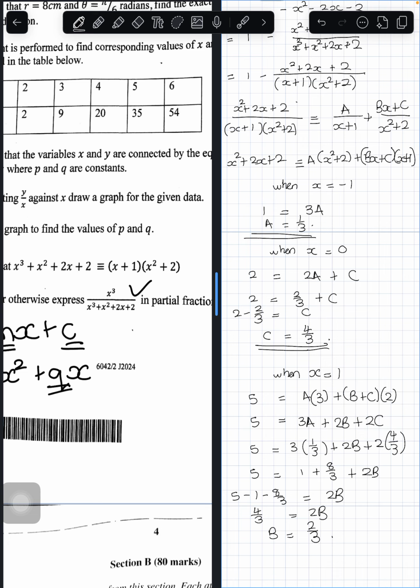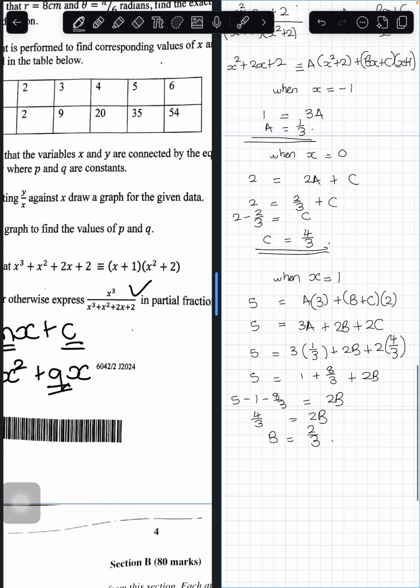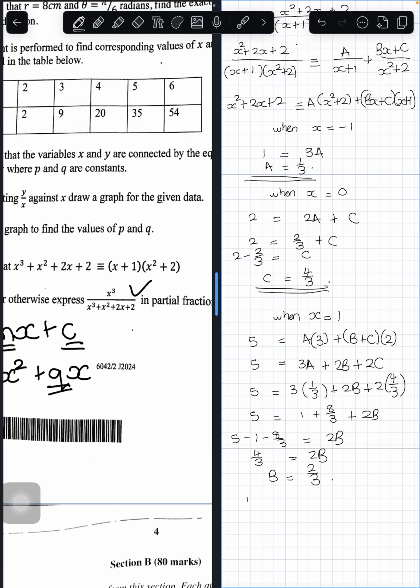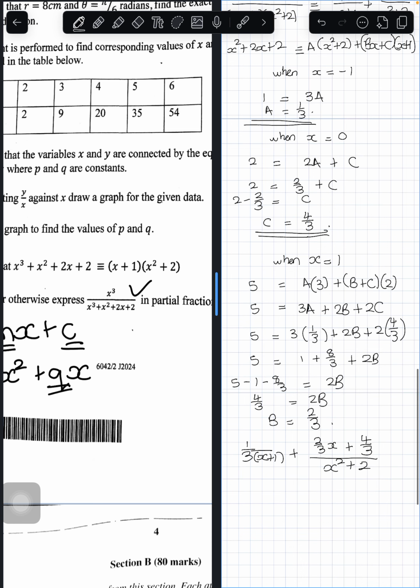So therefore, what is our answer? Our answer there, we now know the value of a. So our answer is 1/3 times x plus 1, plus our b. Our b is what? 2/3 x, plus our c, which is what? 4/3, over x squared plus 2, of which we can simplify this. So it's 1/3 x plus 1 plus 2x plus 4/3 x squared plus 2.